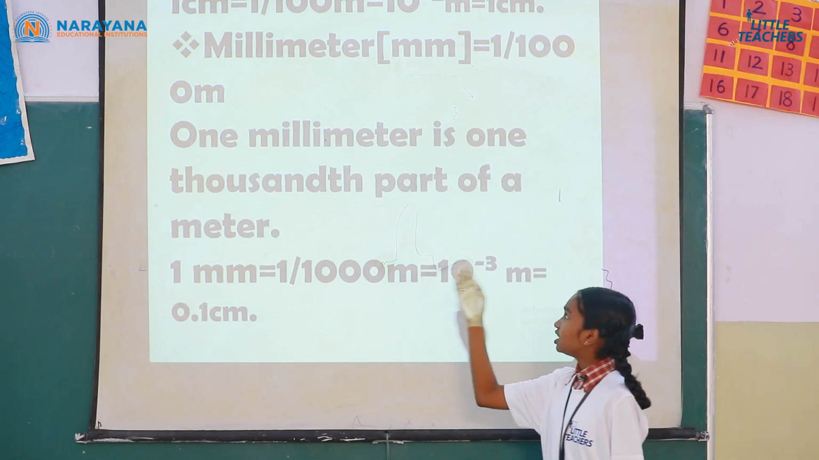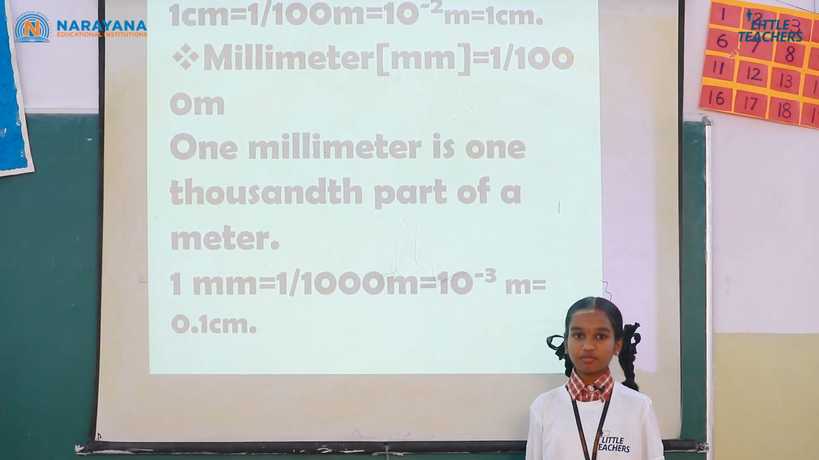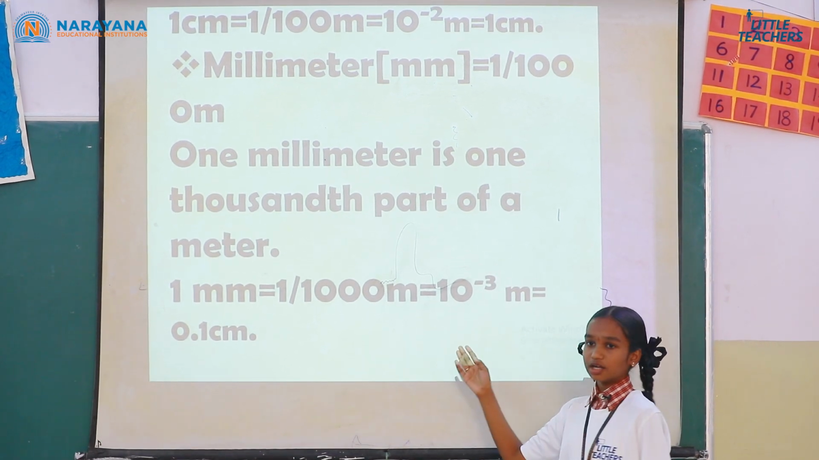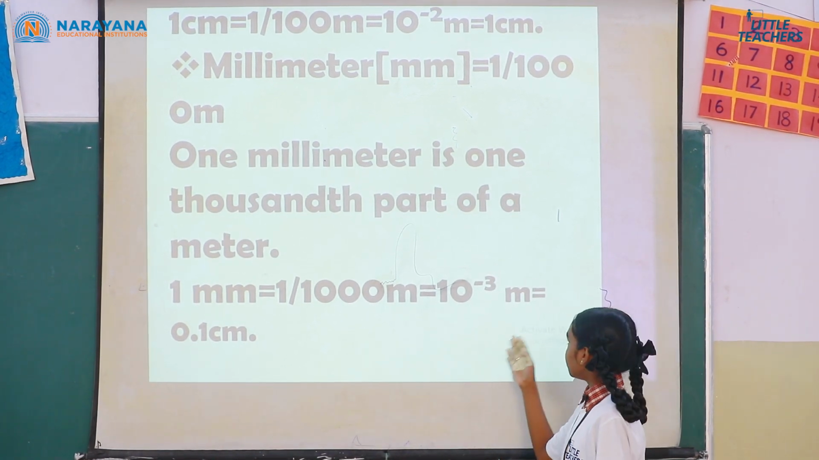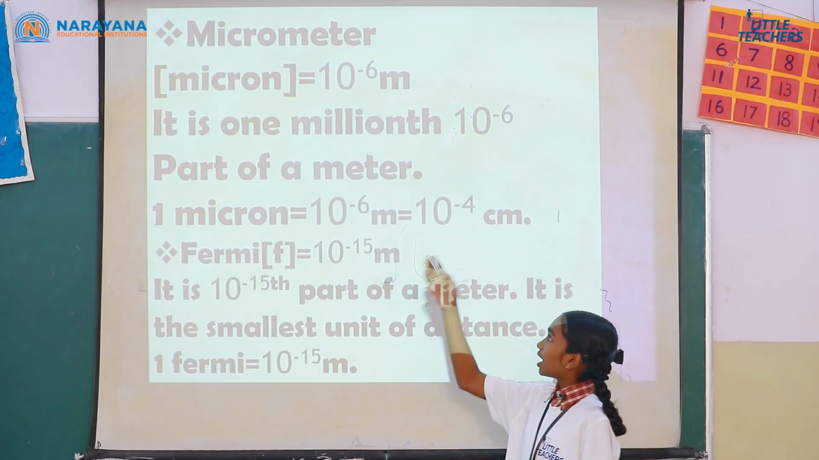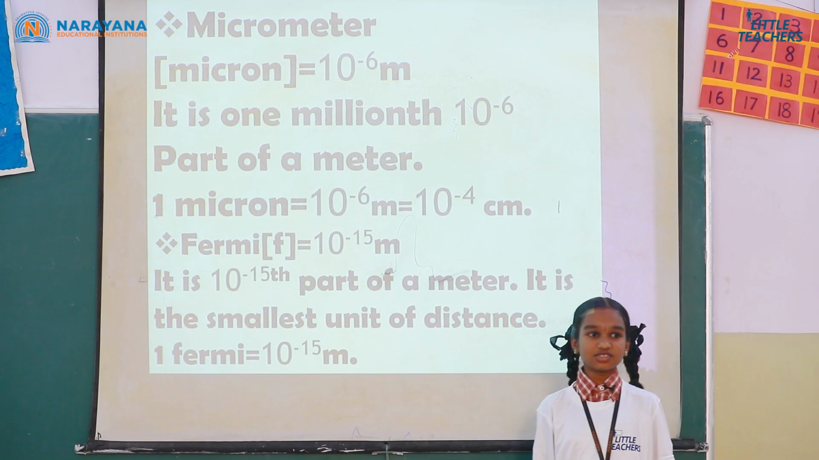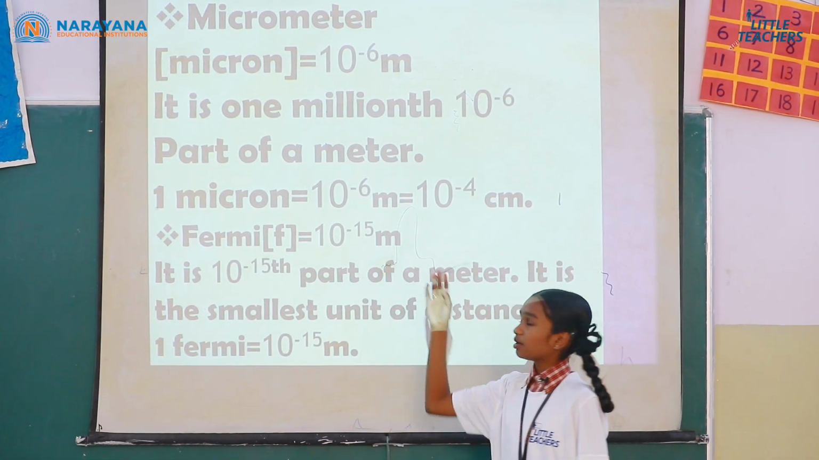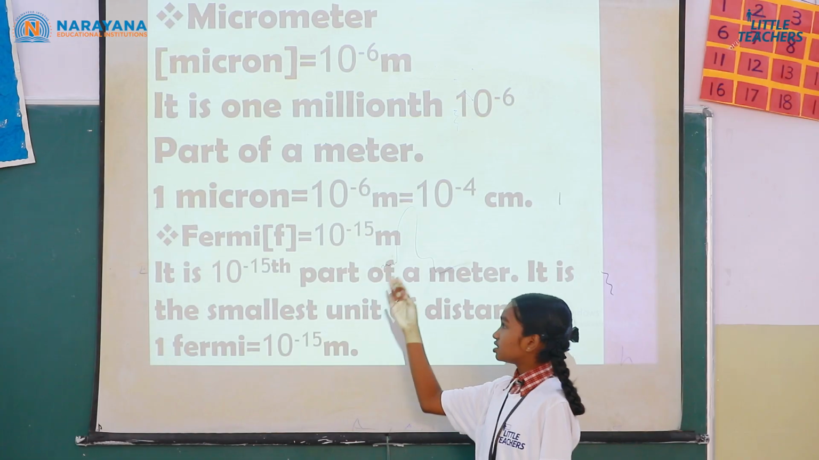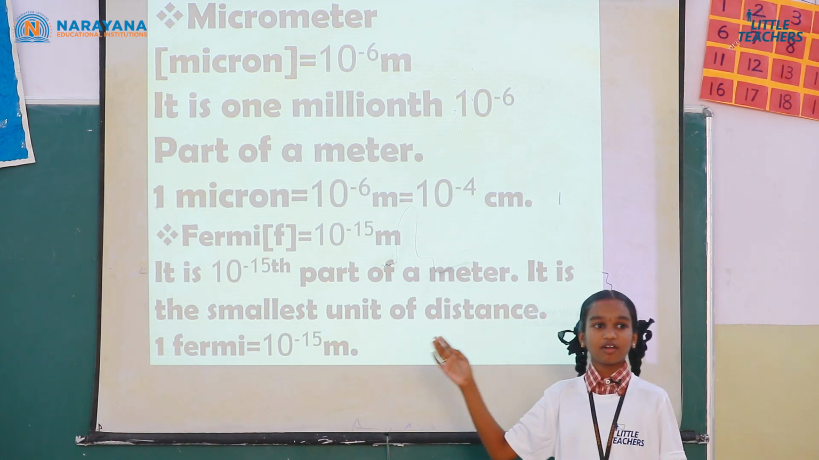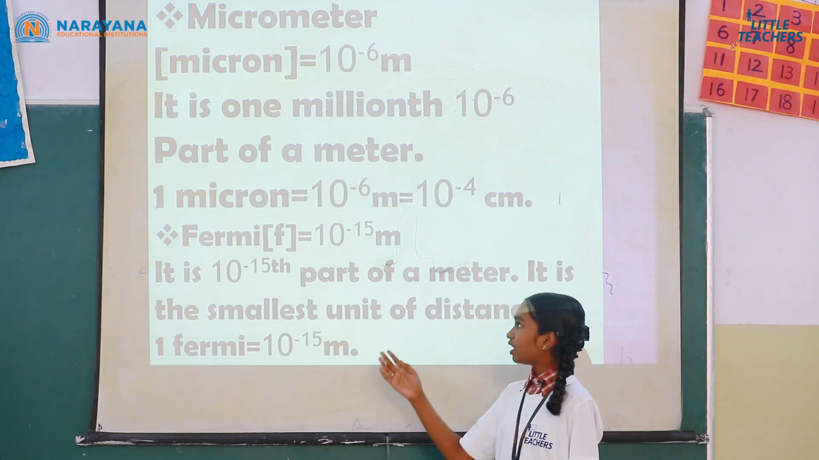Millimeter. 1 millimeter is 1000th part of a meter. 1 millimeter is equal to 1 by 1000 meter, which is equal to 10 to the power of minus 3 meter, which is equal to 0.1 centimeter. Micrometer. Micrometer is denoted by μm. It is 1 millionth part of a meter. 1 micron is equal to 10 to the power of minus 6 meters, which is equal to 10 to the power of minus 4 centimeter.